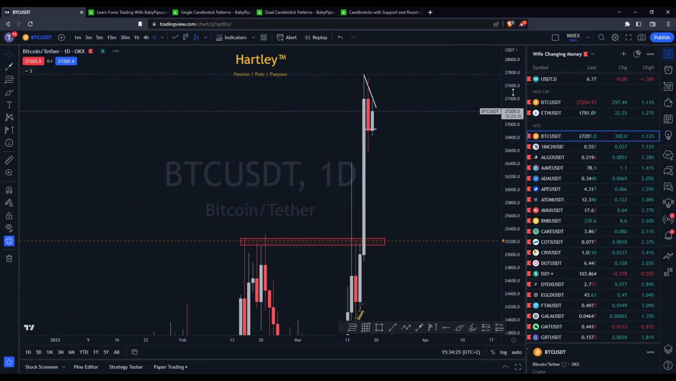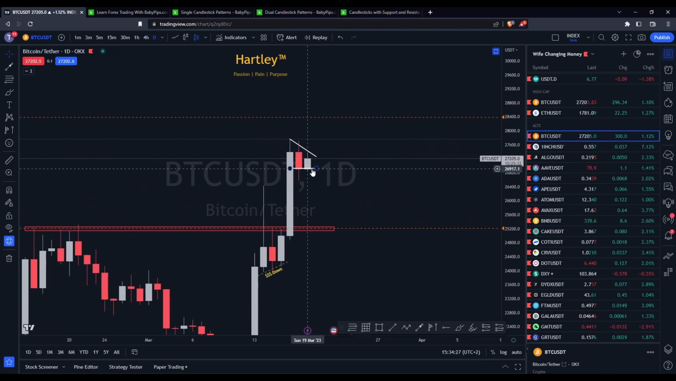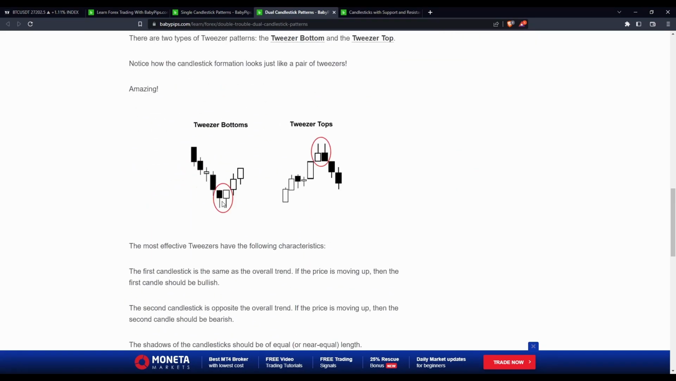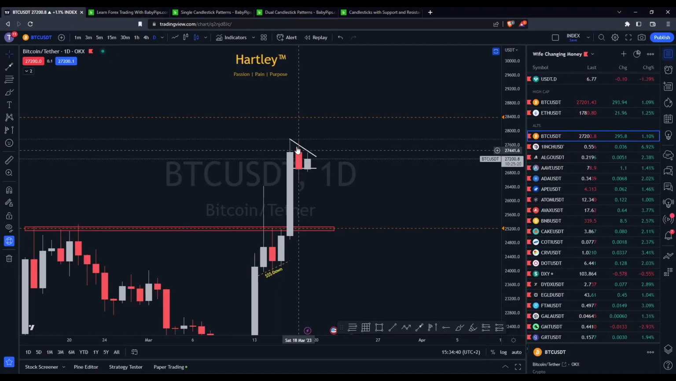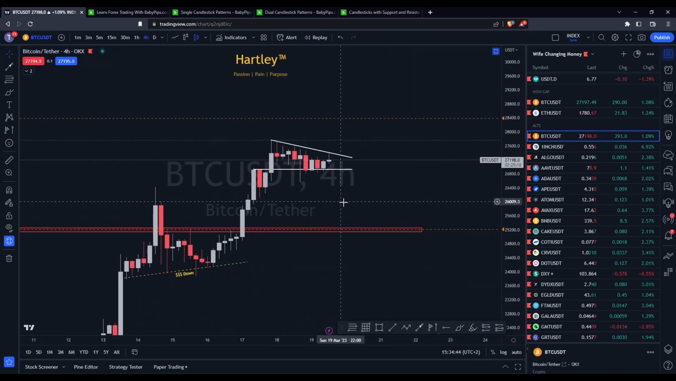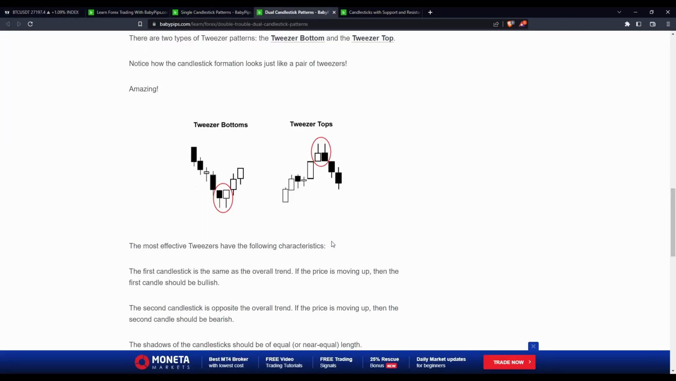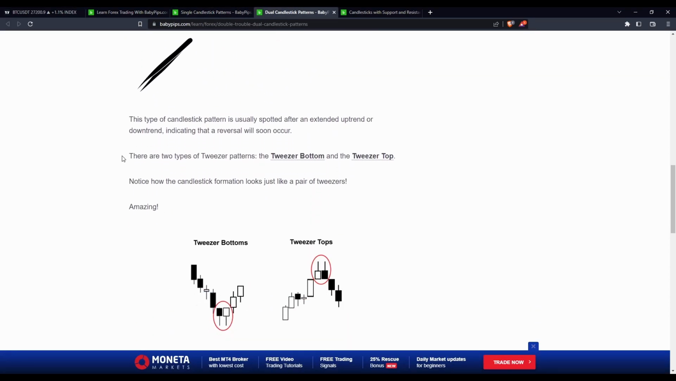Let's go to the daily. Oh, it looks like we're printing that right now. It looks like we're printing this tweezer pattern. So let's see what it looks like first. It looks like this. If we're looking for the tweezer top, you have a bullish one and a bearish one. Not quite, because this is a doji. So this isn't quite a tweezer pattern. There we have a doji and another doji, right? But what does this mean?